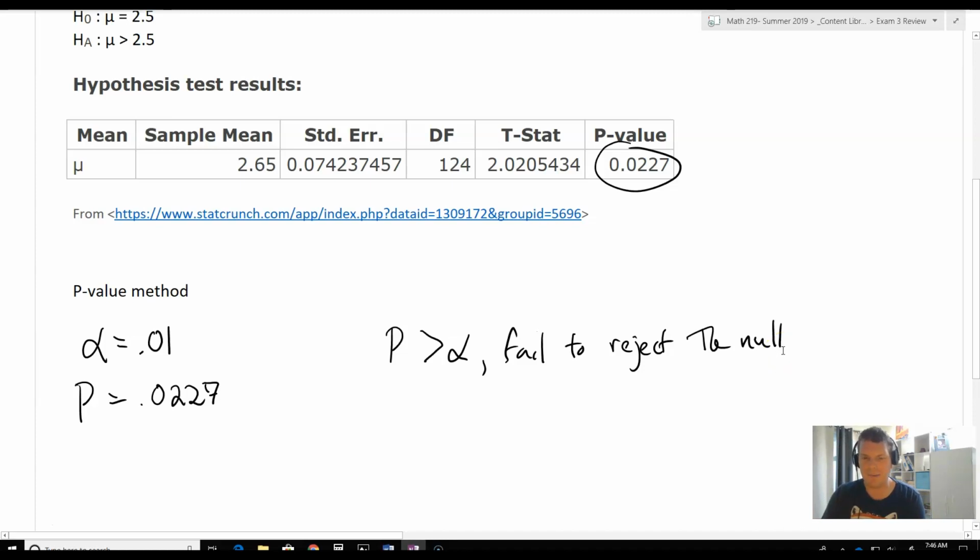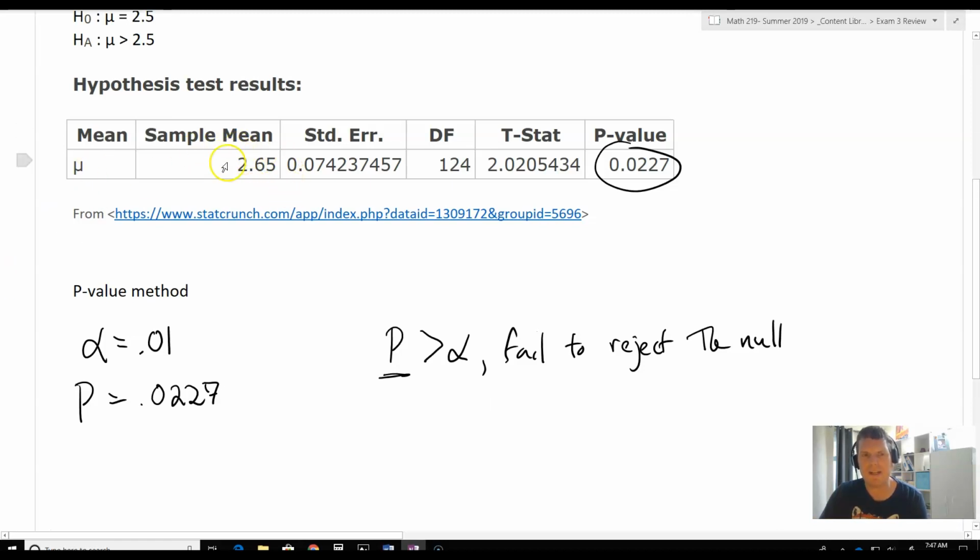Basically, the probability of getting our sample mean of 2.65 has a greater likelihood than 0.01, given that our mean was actually 2.5. So we don't actually have evidence to suggest that it's gotten better. We're just going to continue to believe that it's basically 2.5.